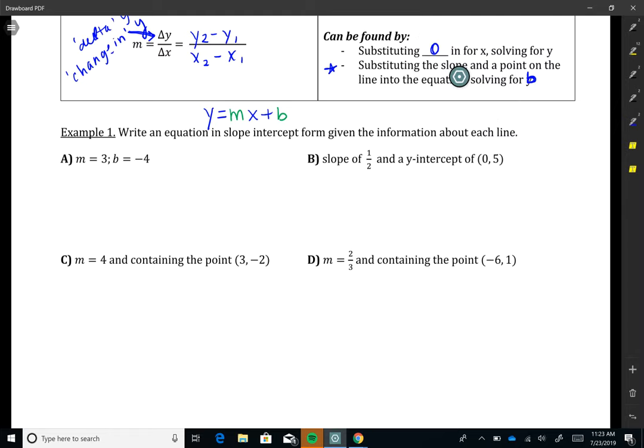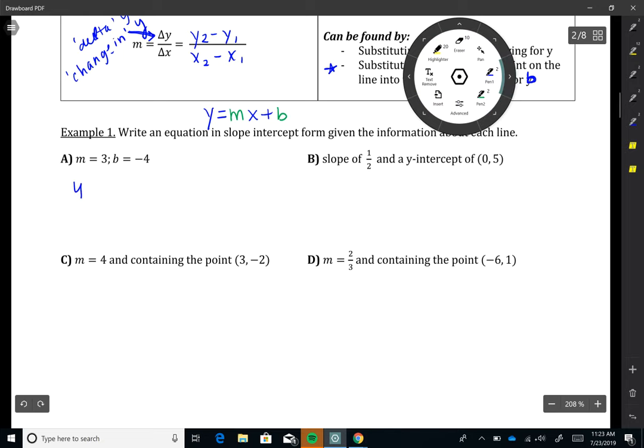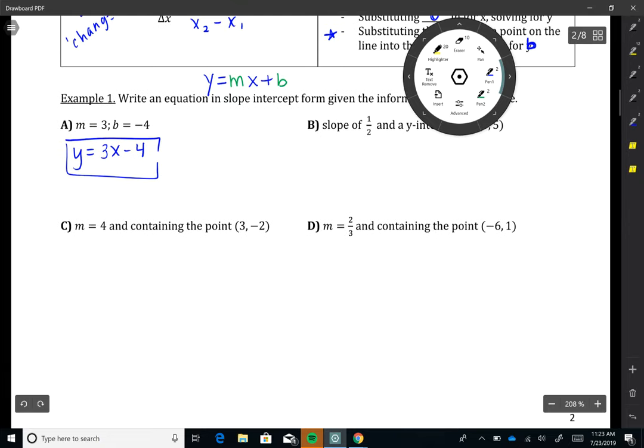Okay, in example A, it says m equals 3, b equals negative 4. So we are actually given everything we need to know, and we can simply write y equals 3x minus 4. b is negative 4. I think I might have said just 4. And we're done. We will save example B for class.